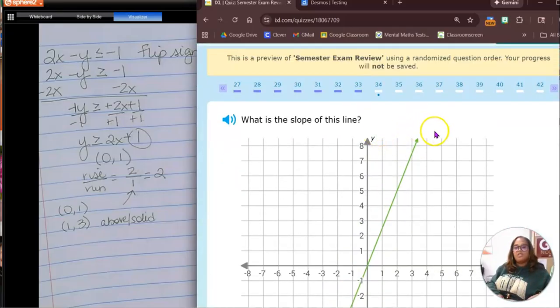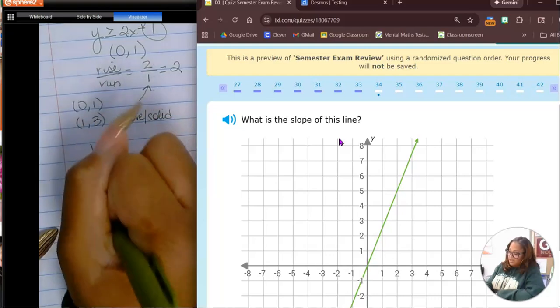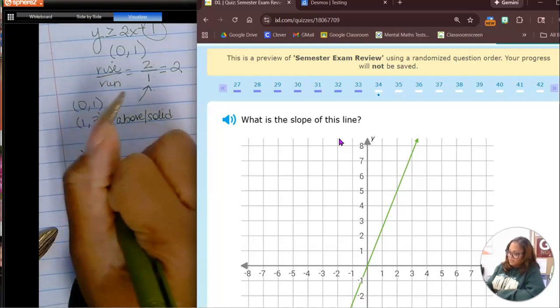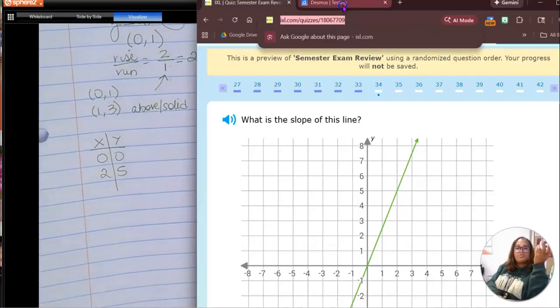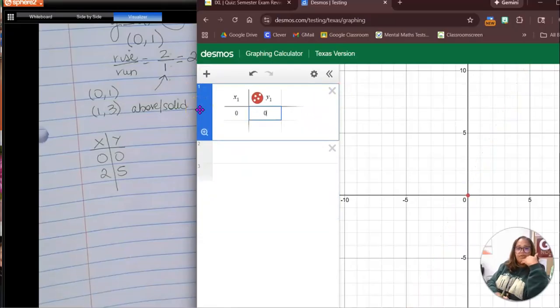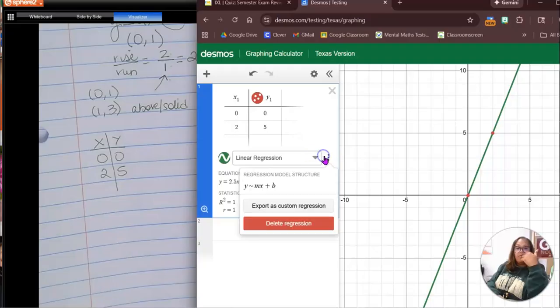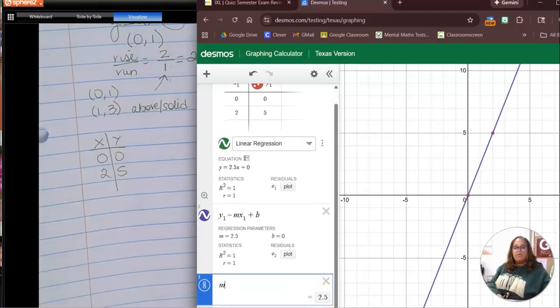Question 34. What is the slope of this line? My favorite question. What is slope? 0, 0, and 2, 5. I bet you the slope is 5/2. 0, 0, 2, 5. Let's check what does most. 5/2 is 2.5. 0, 0, 2, 5. 2.5. Let's look at it as a fraction. 2.5 is the same as 5/2.